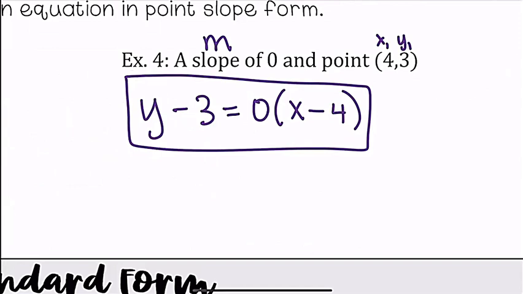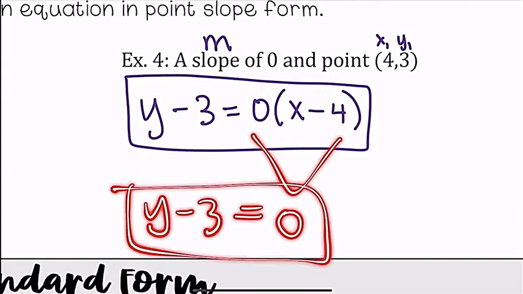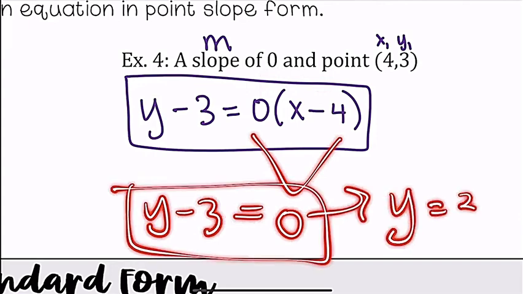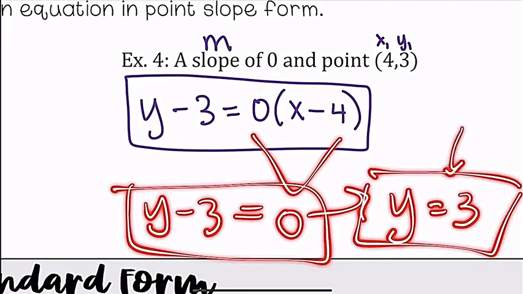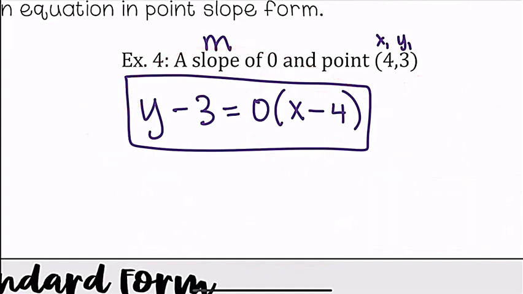This one I would personally just leave like this. If you wanted to simplify, anything times 0 is 0. So this side would actually turn into 0. So it would be easier to move the 3 over, and this is actually in slope-intercept form. SIF, if you will. But I would just leave it like this because you still have the minus, unless it tells you explicitly to change it into slope-intercept form.